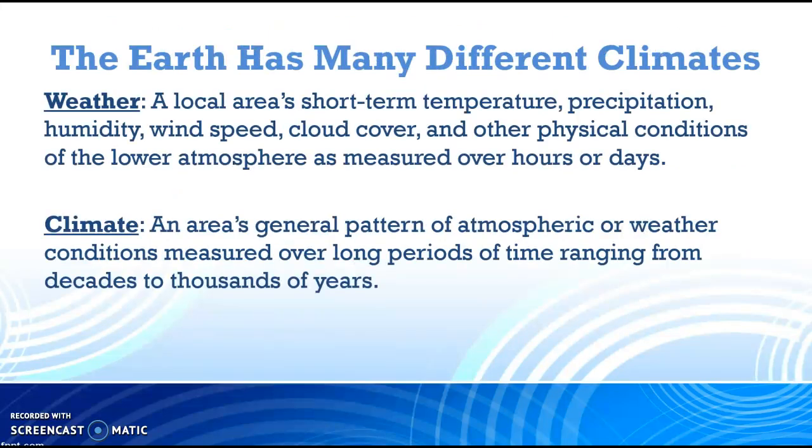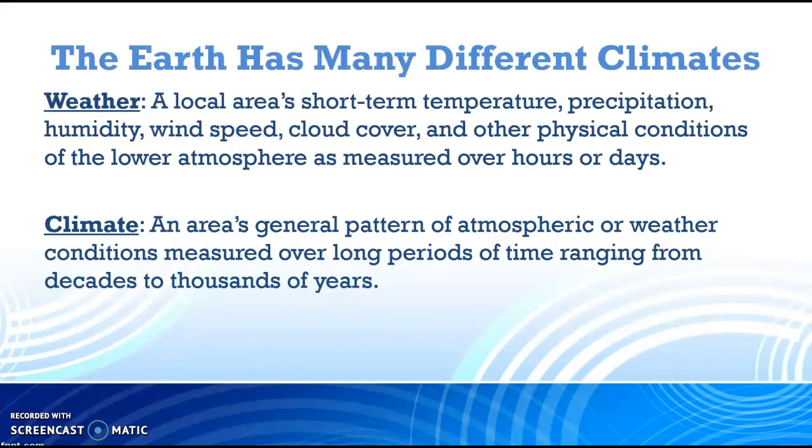First we have to make a distinction between climate and weather. We all talk about the weather. The weather is a local area's short-term temperature, precipitation, humidity, wind speed, cloud cover, and other physical conditions of the lower atmosphere as measured over hours or days. So when we're talking about the fact that it's raining today, we're talking about the weather.